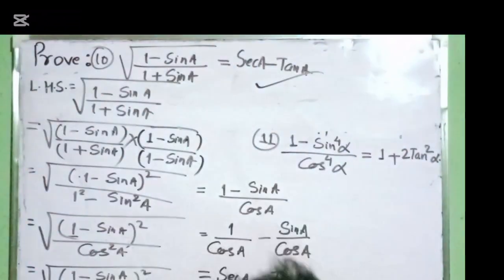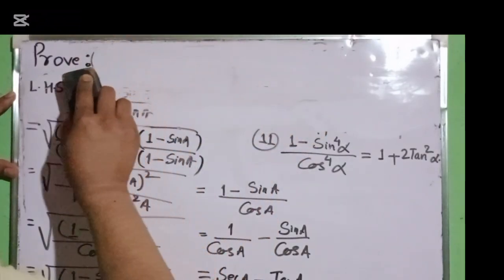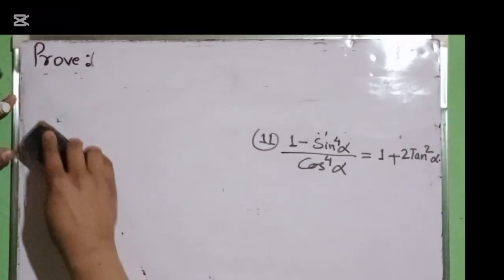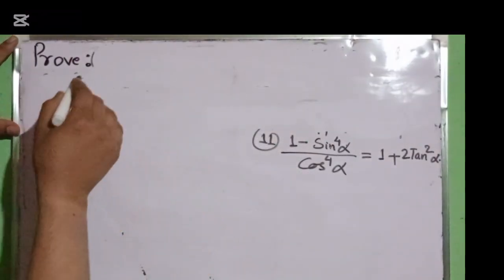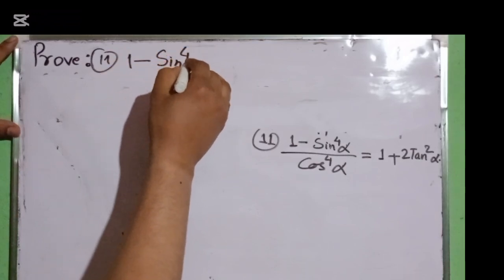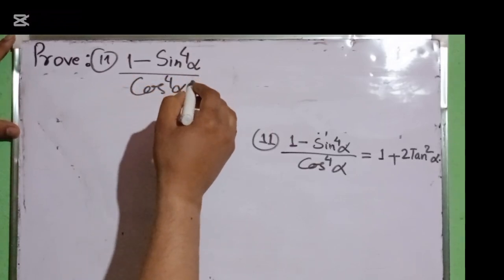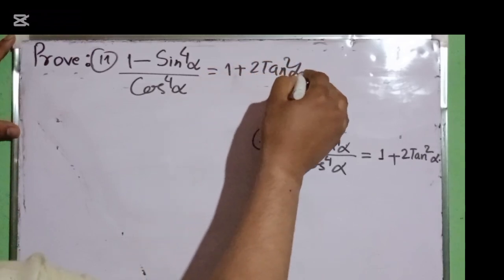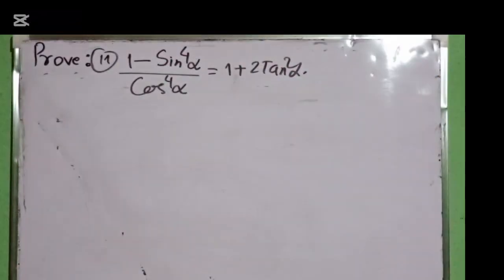Now let's solve number 11. Look children, number 11 is asking us, I'm writing here once: 1 minus sine power 4 alpha, by cos power 4 alpha, equals to 1 plus 2 tan square alpha. Let's see here how to solve this type of question.